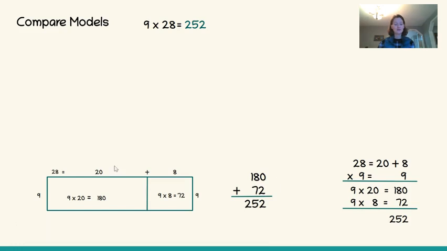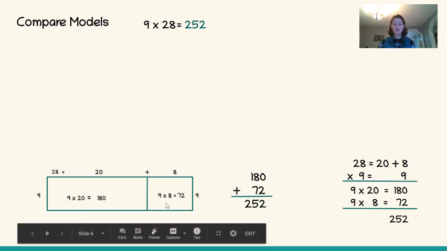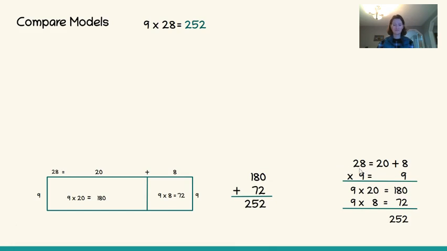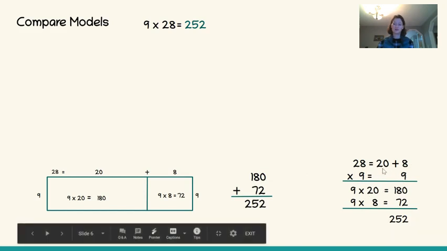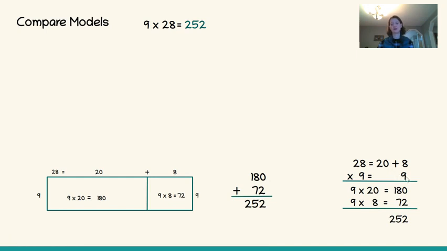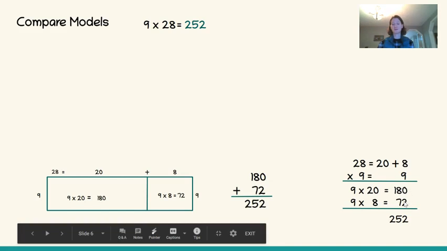You can see here with the place value sections model, we drew it out. We have the equations inside the rectangles, and then we've added 180 plus 72 equals 252. For the expanded notation model, it's written slightly differently. We've written 28 times 9, used the expanded form, and then multiplied 9 times 20 equals 180, 9 times 8 equals 72, and then added those two products together for 252.